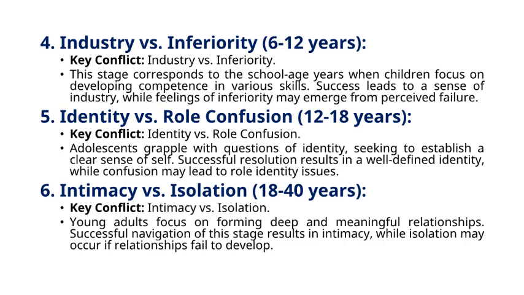5. Identity versus role confusion. 12 to 18 years key conflict. Identity versus role confusion. Adolescents grapple with questions of identity, seeking to establish a clear sense of self. Successful resolution results in a well-defined identity, while confusion may lead to role identity issues.